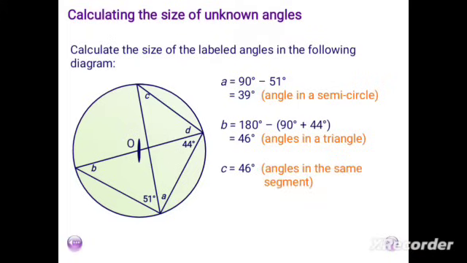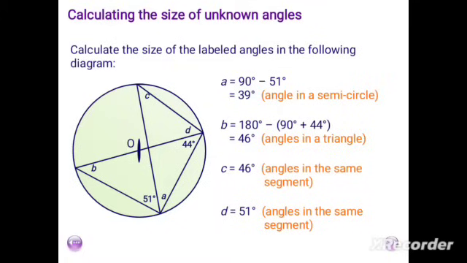So finding C will be 46 degrees, and that is because of the property that says angles subtended by the same chord or arc are equal. So as you can see, we have C and B being on the same segment, and also we have said angles on the same segment are equal. So C will be 46 degrees.